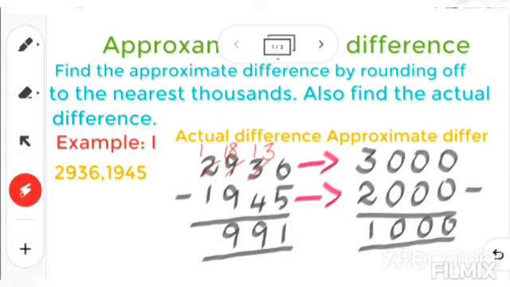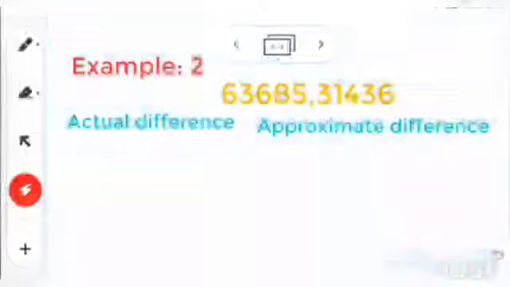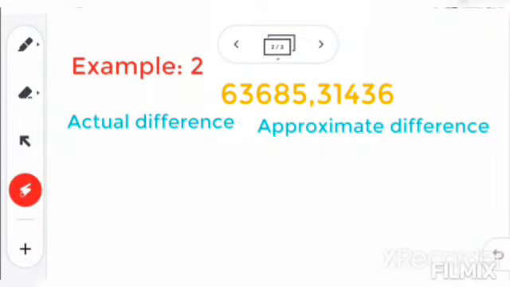Now one more example, let's see. So here the numbers given are 63,685 and 31,436. For this you have to find the actual and approximate difference. First, I told you to arrange the numbers under actual difference. I have already written actual difference and approximate difference as different headings. So first I will arrange these numbers under actual difference. So let me arrange now.